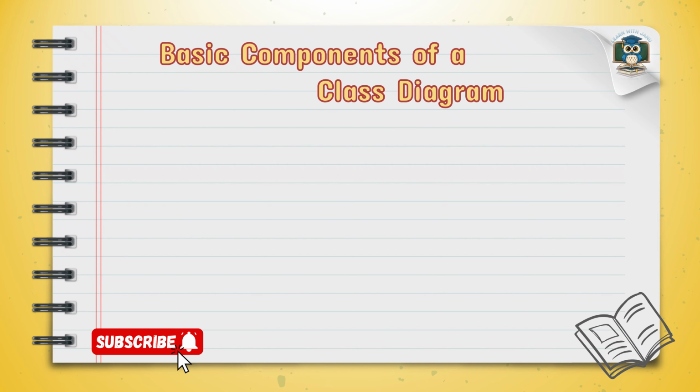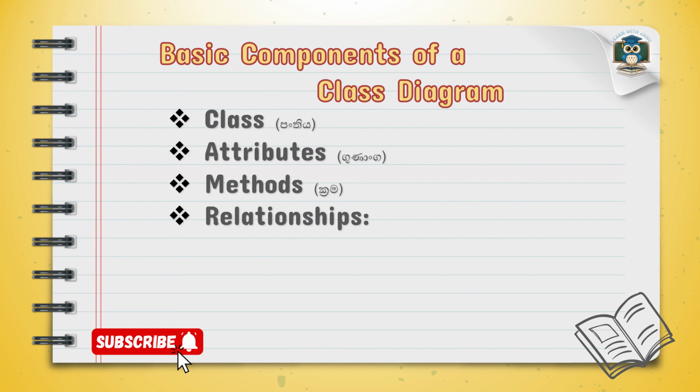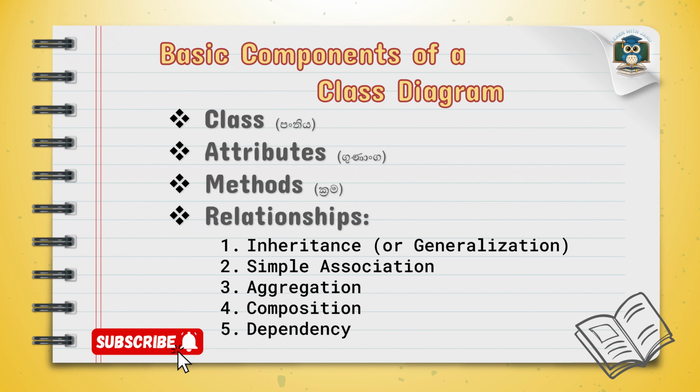So let's see what the basic components of the class diagram are. There are 4 basic components. The first one is class, the second one is attributes, the third one is methods, and the last one is relationship. And these are the 5 relationships in the class diagram. So let's see what those are. The first one is inheritance, the second one is simple association, the third one is aggregation, the fourth one is composition, and the last one is dependency. So these are the basic components of the class diagram.